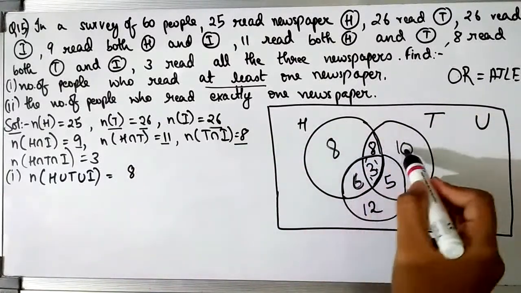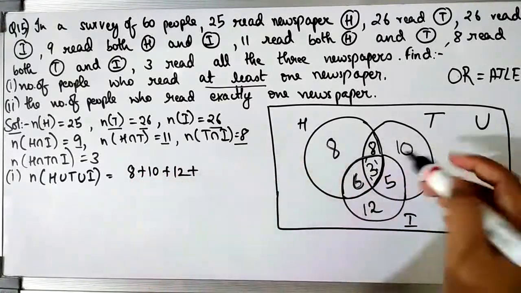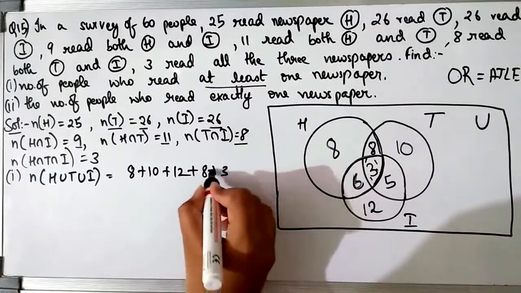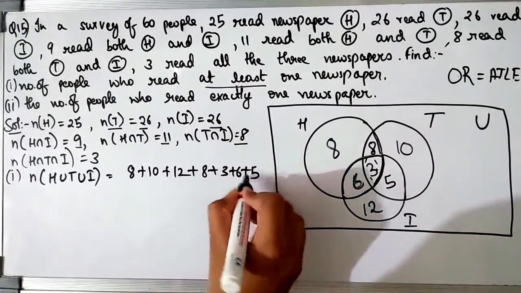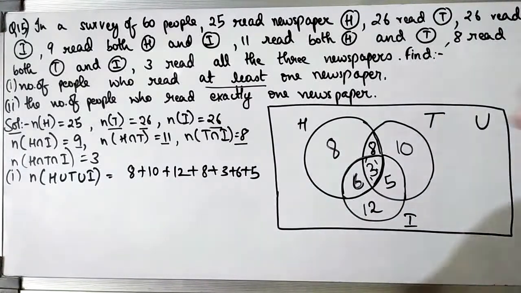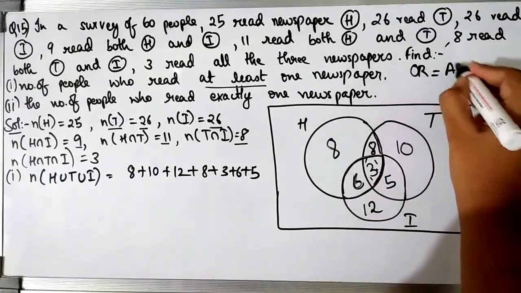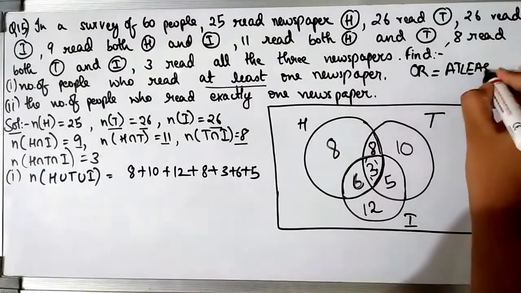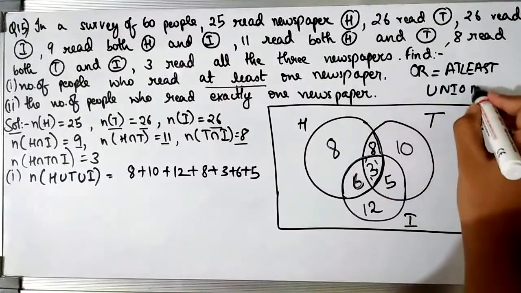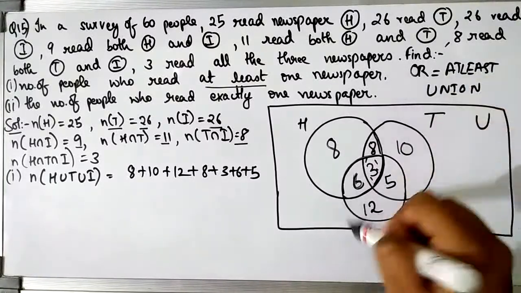So first let me add 8 plus 10 plus 12, then plus 8 plus 3 plus 6 plus 5. Okay, so this is not visible. I'll just write it once again. As I told you in the starting, whenever we have "or" or whenever we have "at least", it means we have to find the union. I hope now it's visible. So whenever we have "or" or "at least", we have to find the union.